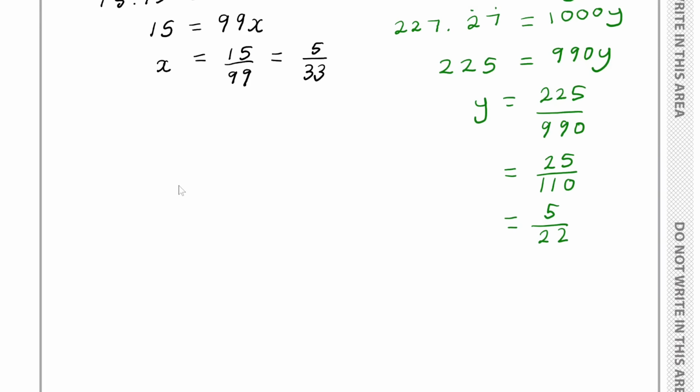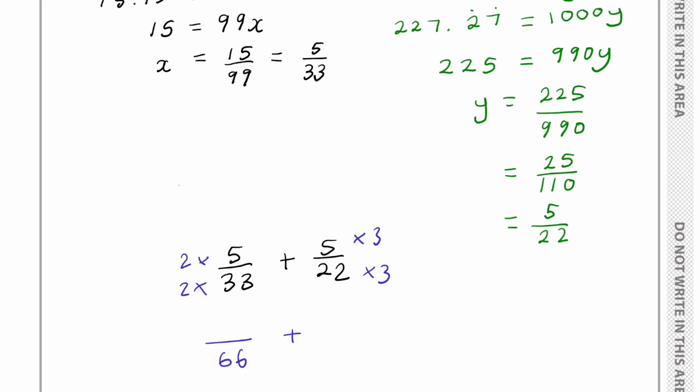So now we need to add them together. 5 over 33 plus 5 over 22. We need to make the denominators the same. Let's times top and bottom by 3 for the 22. Double top and bottom, and they'll both be 66. That's what we wanted. So we've got 10 66s, 10 over 66, plus 15 over 66. That's 25 over 66.